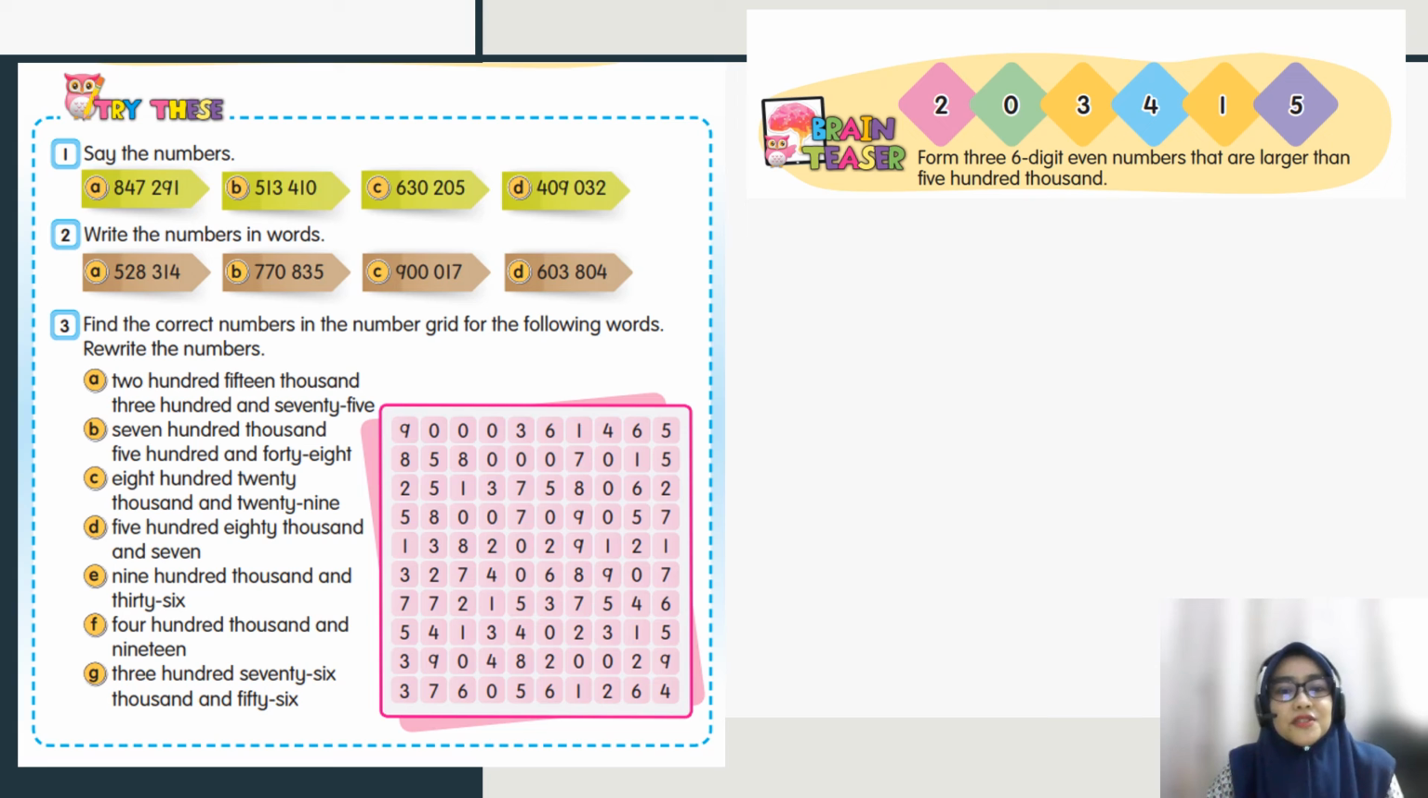Okay, so this is your exercise. You can do it in your exercise book, or you can refer to your textbook. For the try this, ada dalam textbook, tapi teacher lupa which page, so awak boleh tengok balik dalam textbook awak.